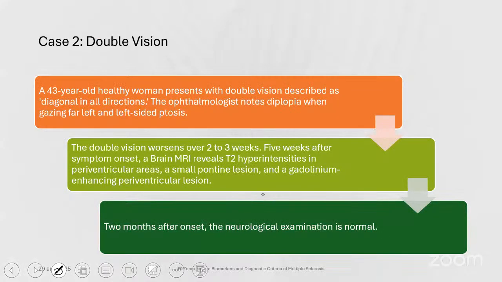Right. The second case. 43-year-old healthy woman presents with double vision described as diagonal in all directions. The ophthalmologist notes diplopia when gazing far left and left-sided ptosis. The double vision worsens over 2 to 3 weeks. 5 weeks after the symptom onset, brain MRI reveals T2 hyperintensities in periventricular area, small pontine lesion, and a GAD-enhanced periventricular lesion. 2 months after onset, the neurological examination is normal.